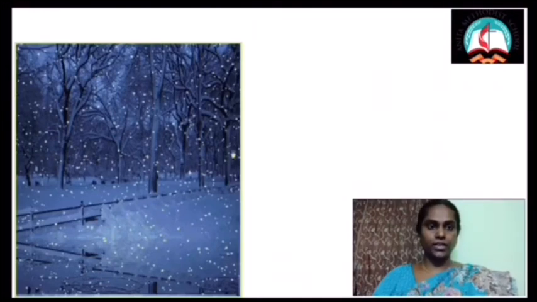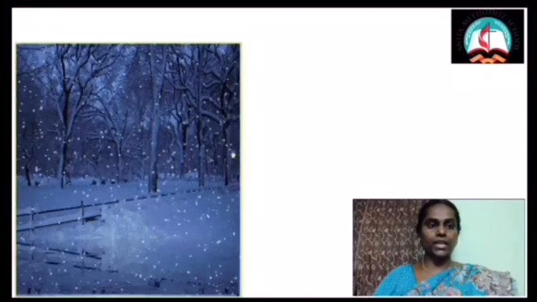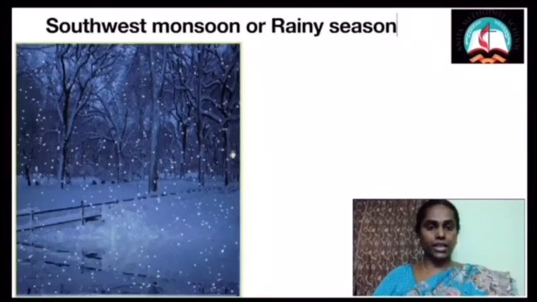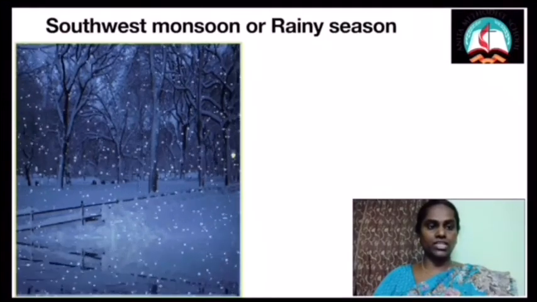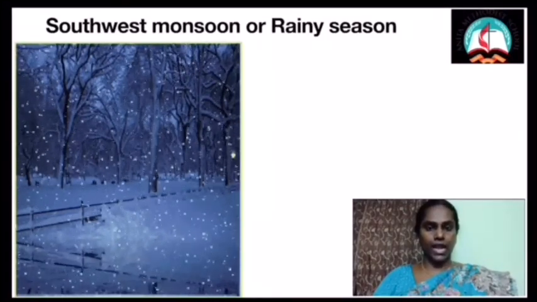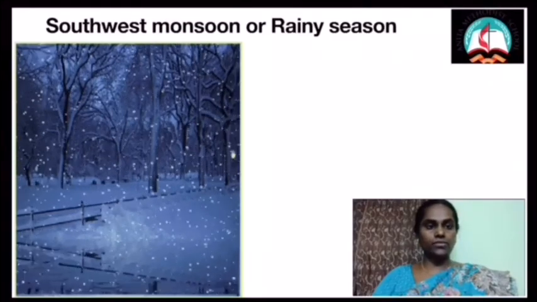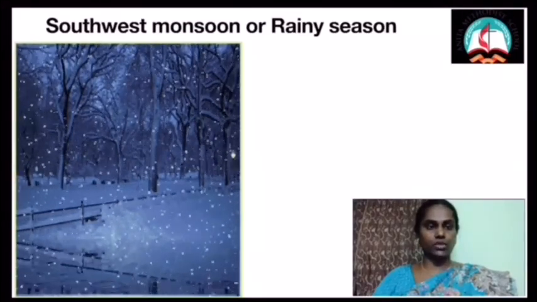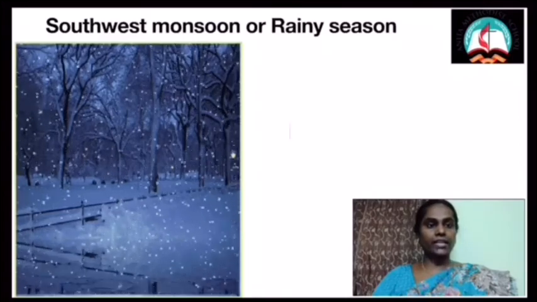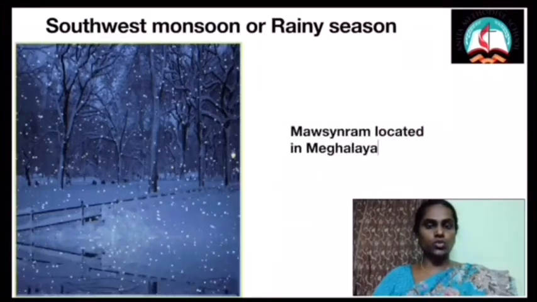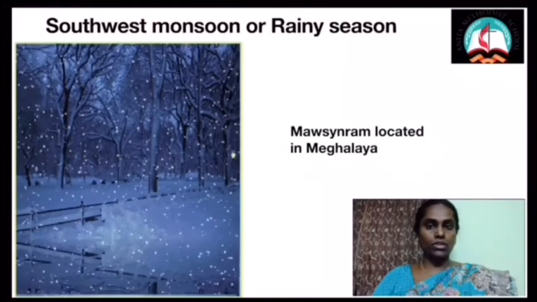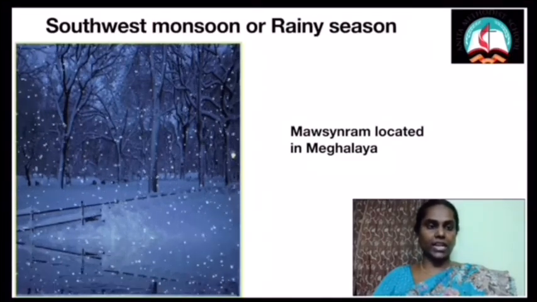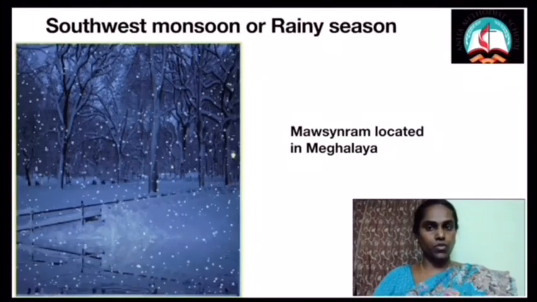This wind is trapped by a chain of mountains, namely Garo, Khasi and Jaintia, which are mainly responsible for the heaviest rainfall caused at Mawsynram located in Meghalaya. Later on, this wind travels towards the west, which results in a decrease in rainfall from east to west. Overall, about 75% of Indian rainfall is received from this monsoon.